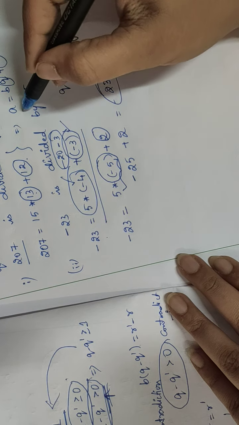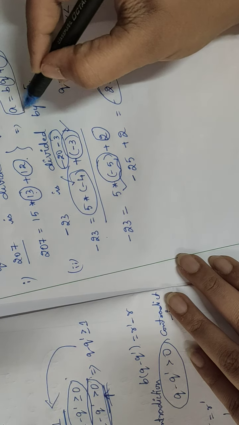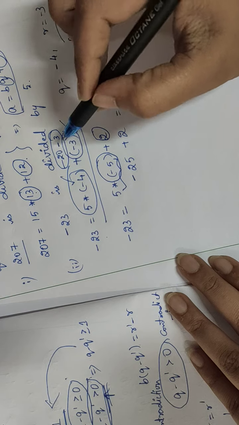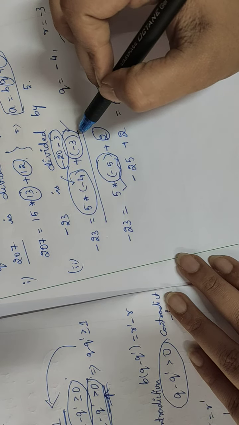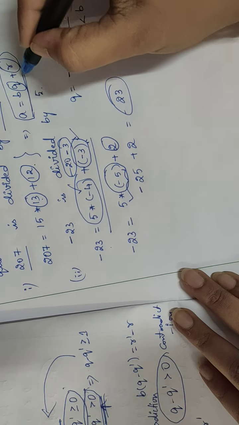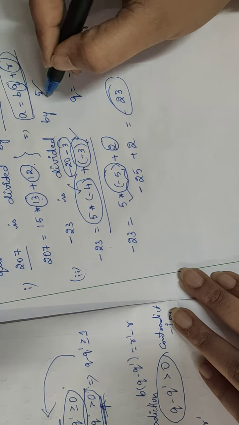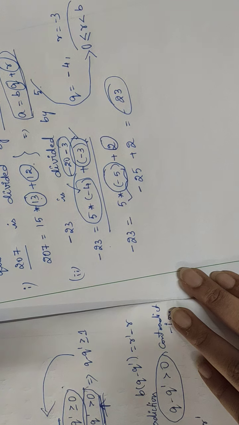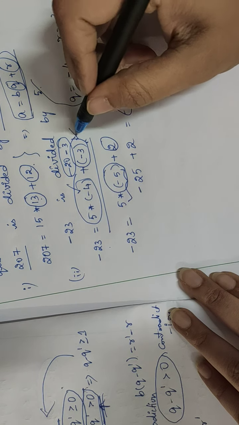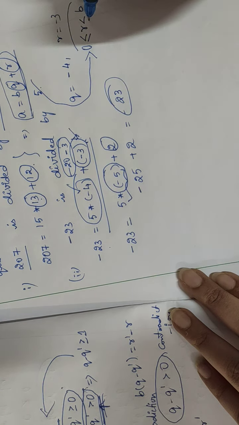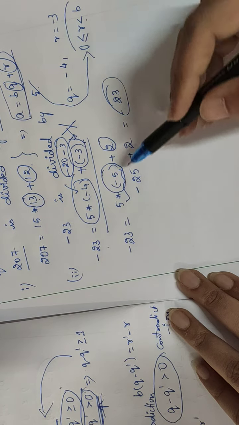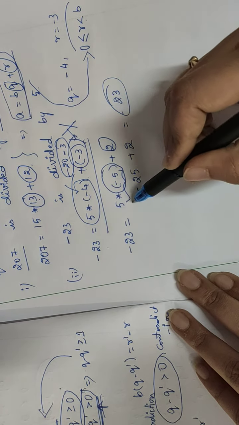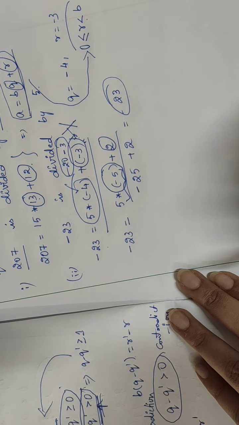Practically speaking, with respect to this equation, q value is minus 4 and r value is minus 3. Fine, you can say that. But along with this equation, my r should satisfy this condition. In this case r is not satisfying this condition, so this is not correct. We will solve this using a different form, right?